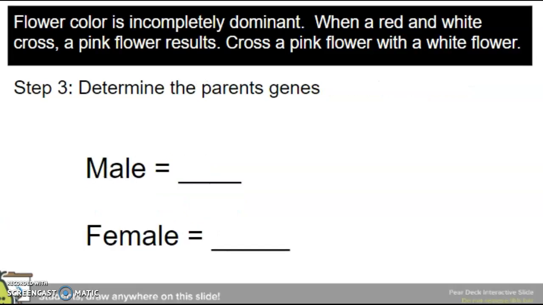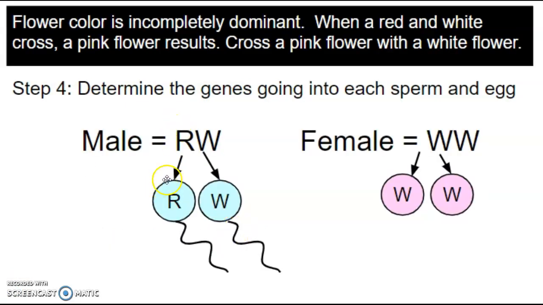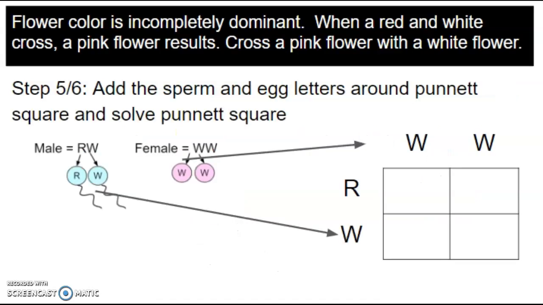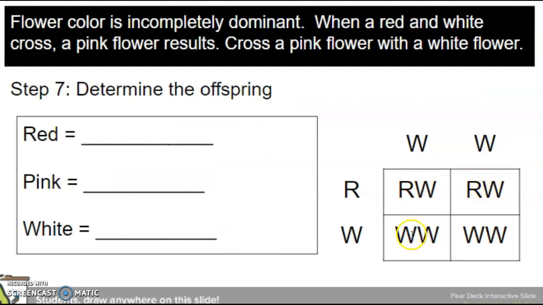Then we have to figure out the parents' genes. So it says the one flower is pink and the other one's white. Pink is going to be RW and white is going to be WW. The rest of the Punnett square is the same, okay? So we have RW, WW, one letter in each sperm, one letter in each egg. We're going to put them around the Punnett square, fill it in, and then we determine our percentages, right? So here we have WW, that's 2 out of 4 are going to be white, and RW, 2 out of 4 are going to be pink.